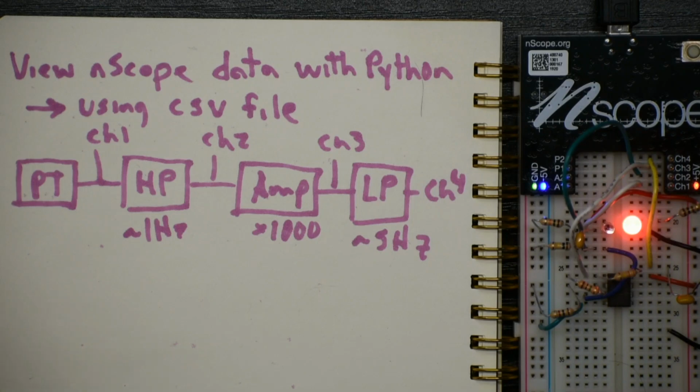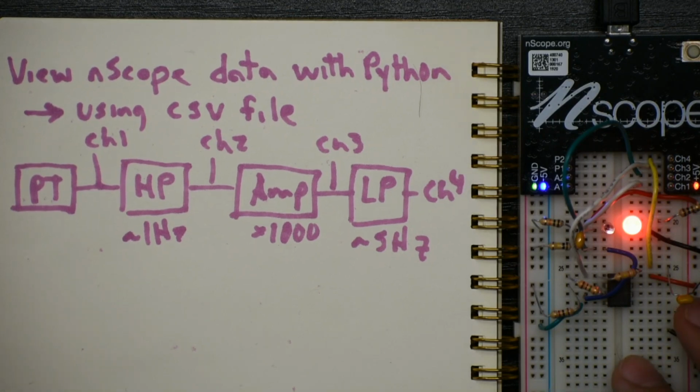In this video, we'll see how we can take the nScope data from the app and view it in Python with kind of finer resolution because we'll be plotting the data directly instead of trying to look at it in the image that the app provides.